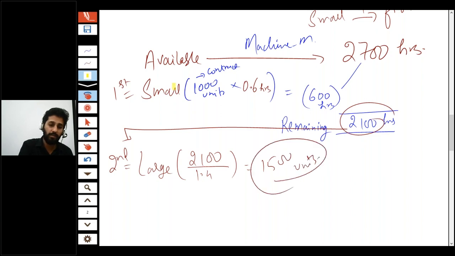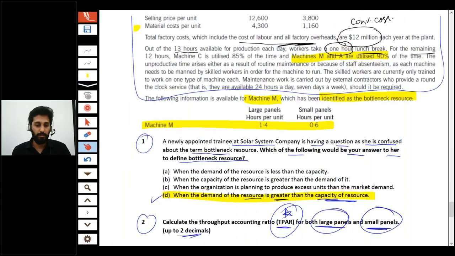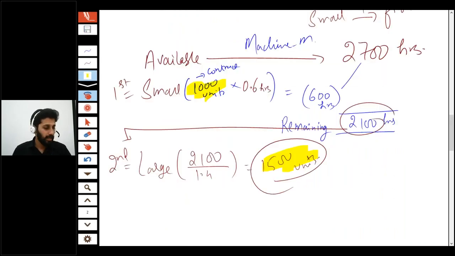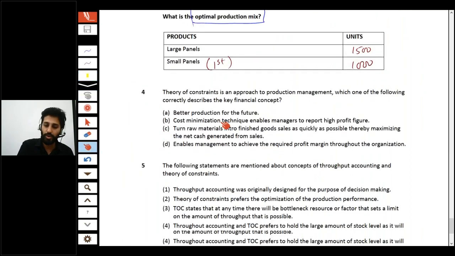So the lesson we have learned is that despite the profitability ranking, we need to consider our contractual obligation first, and once the contractual obligation has been met, you proceed towards the large product. So here the point is, my answer is that I am making 1500 large, but small will be made first, that is 1,000, right? So this is the optimal production plan.